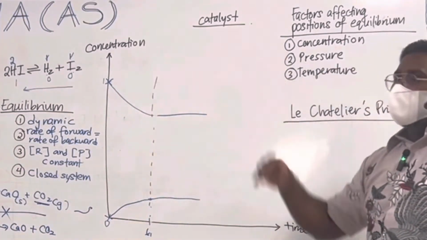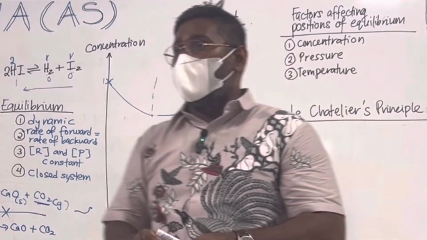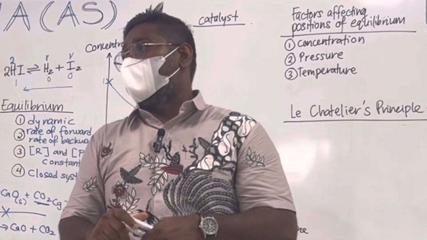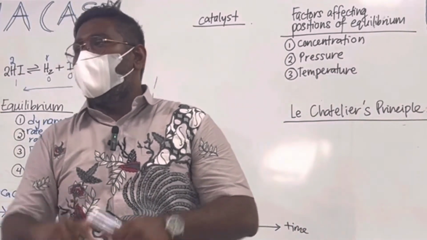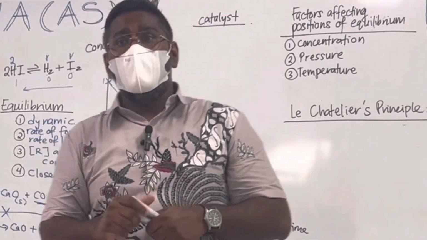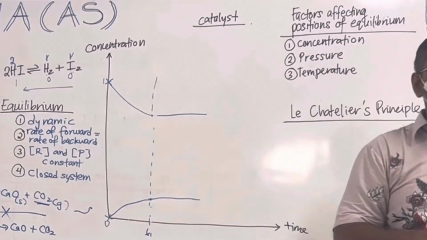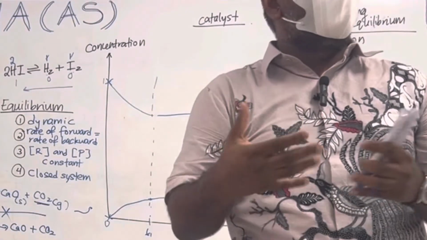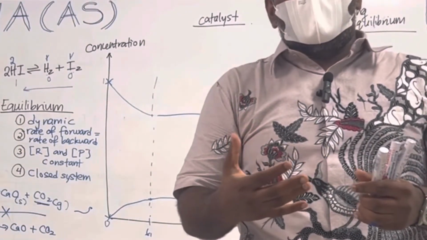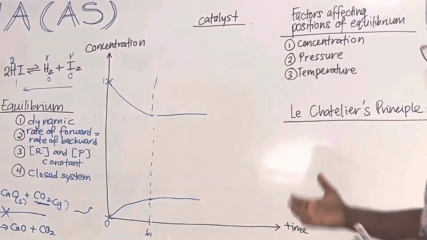What is important over here is that there is no change in terms of position of equilibrium. Later, I'll tell you what is position of equilibrium. This is what we call position of equilibrium. It means the equilibrium will take a certain position. And this is going to be explained well by this guy.